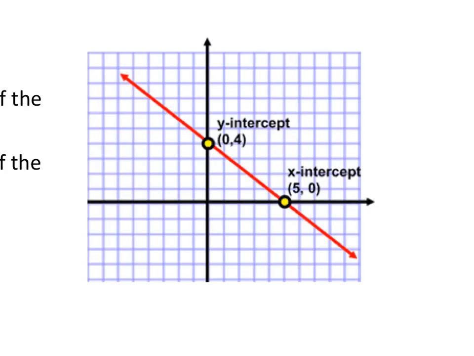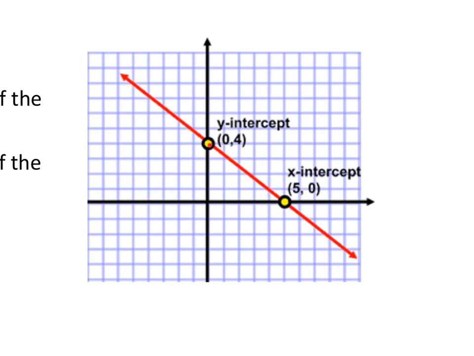So if we were to take a look at a graph of a line that is plotted on a Cartesian plane, in this particular graph, the y-intercept and the x-intercept are marked for us. If we look specifically at the y-intercept, where the line touches the y-axis, it is crossing the y-axis at a value of 4. So if we were to count, this would be 1, 2, 3, and 4.